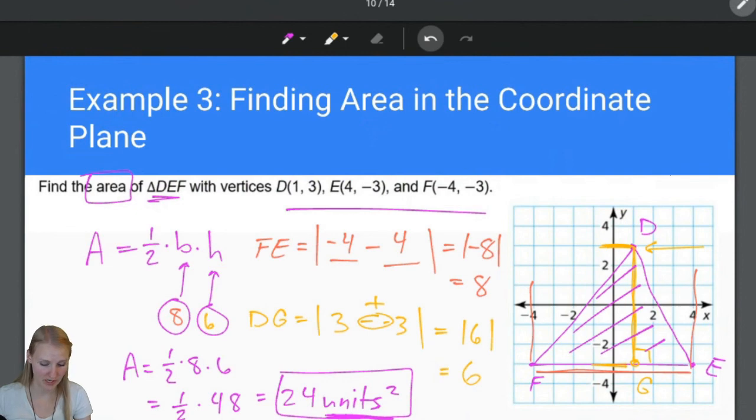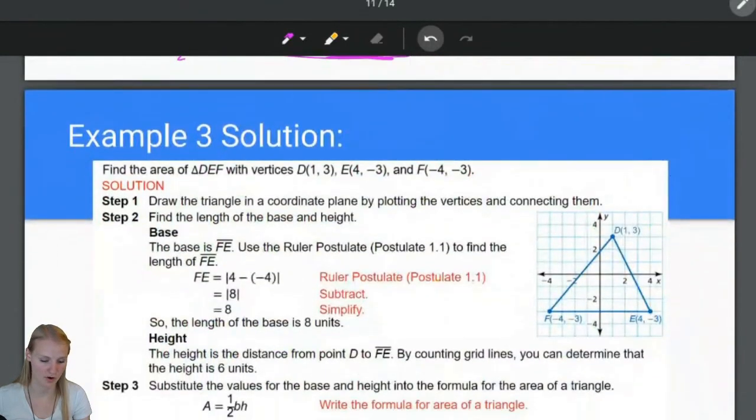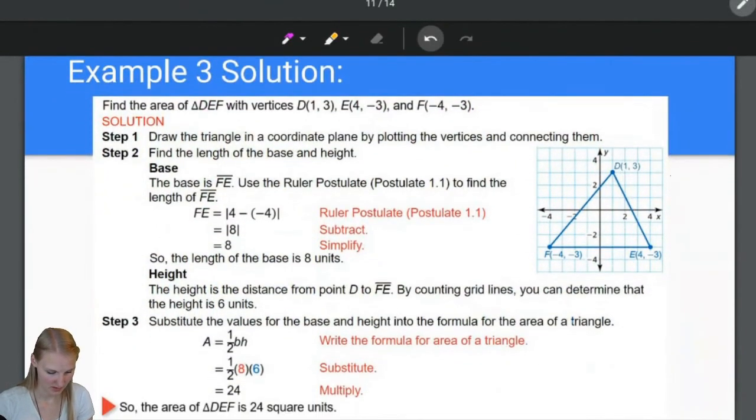That was example 3. Let's make sure that we were correct. We most certainly were. 24 square units.